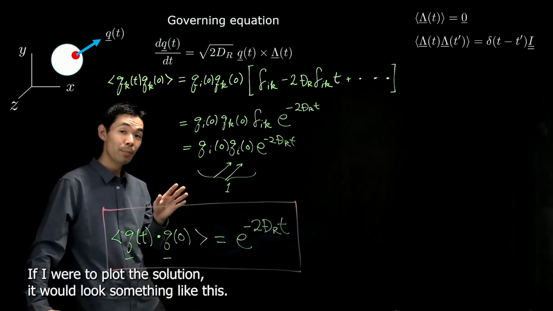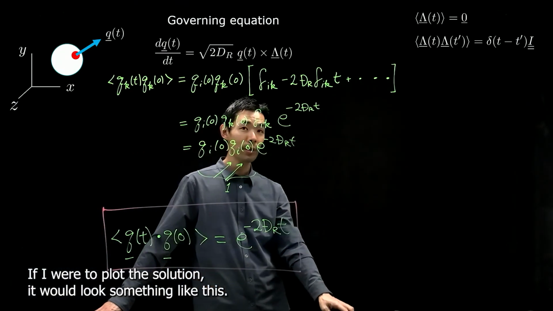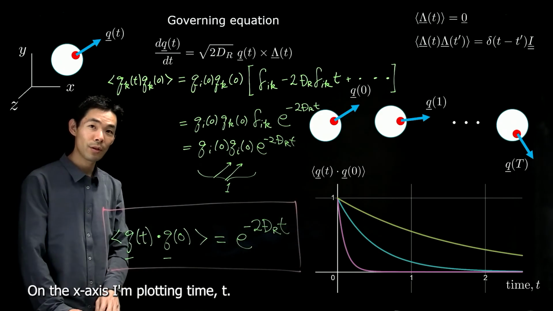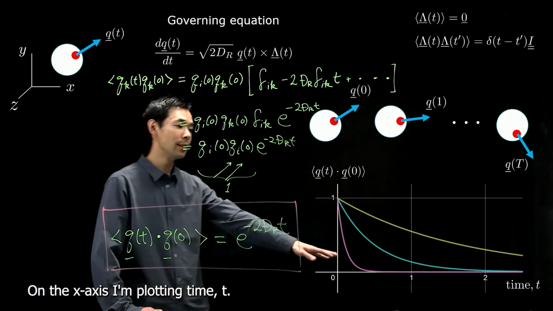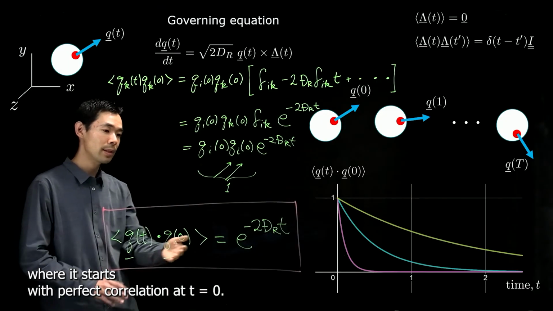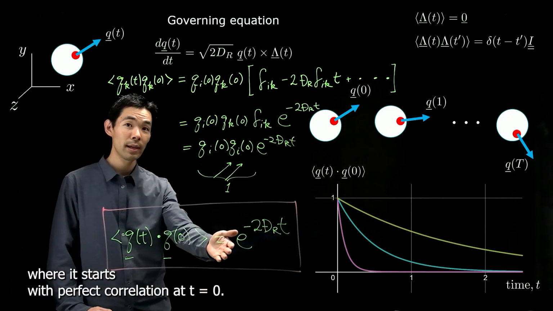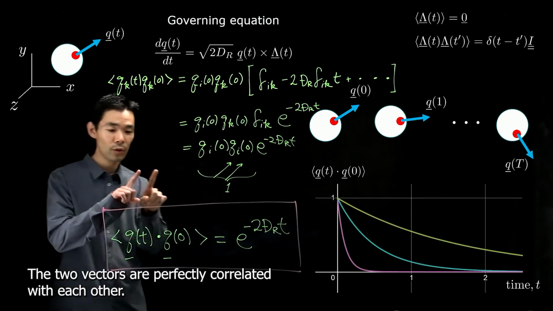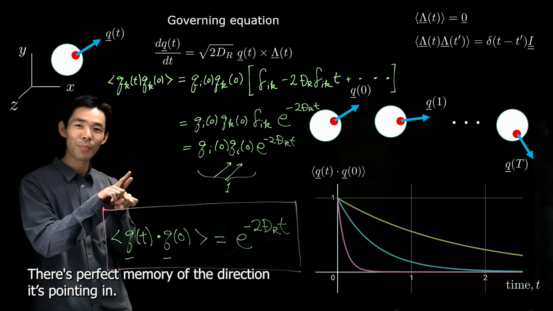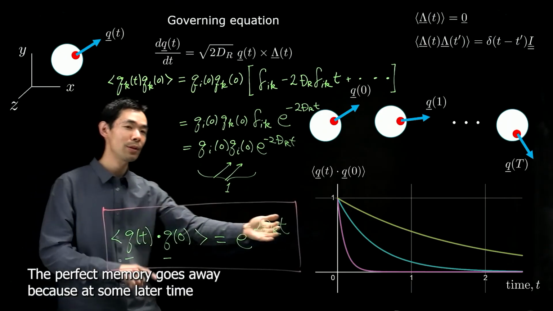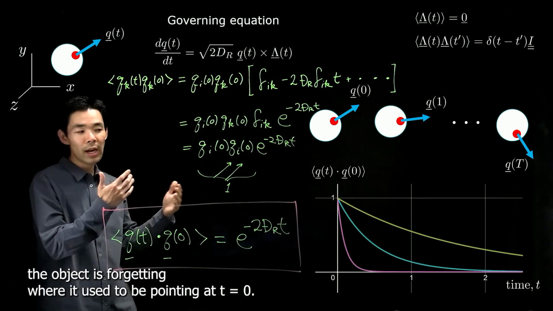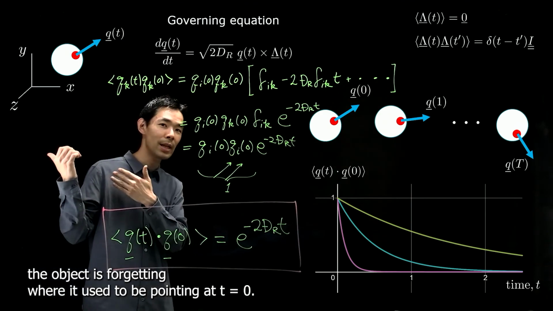And so if I were to plot this solution, it would look something like this. So along the y-axis, I'm plotting q dotted into q at initial time. And on the x-axis, I'm plotting time t. So of course, it just looks like a simple exponential decay, where it starts at time t equals 0, which is 1, meaning that at time t equals 0, the two vectors are perfectly correlated with each other. There's perfect memory of which direction you're pointing in. At some later time, you see that the perfect memory goes away, because you're kind of forgetting where you used to be pointing some time ago.